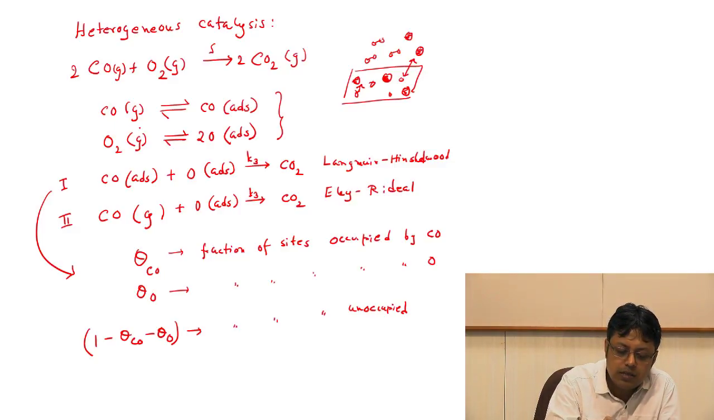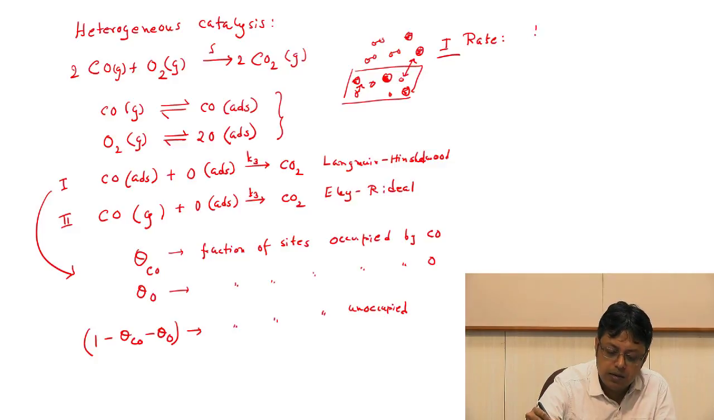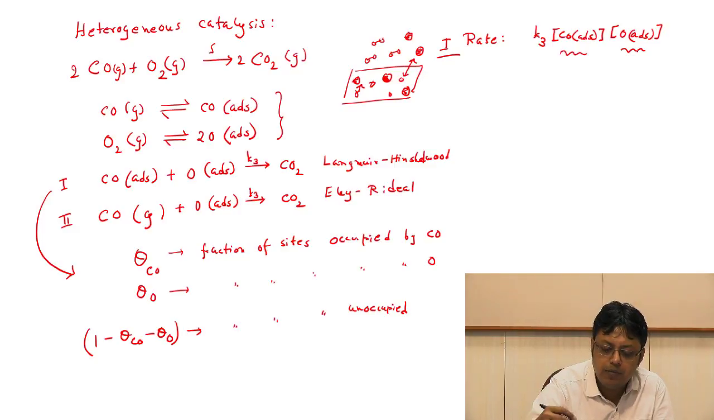So you just calculate the rate of the reaction here. For the first mechanism, mechanism 1, the rate of the reaction will be nothing but K3 into CO adsorbed, you may write it like this, CO ADS, times oxygen atom adsorbed. Now you have to find these two numbers from the first two equilibria, and this is as simple as that. We have already described how to do it, so we can quickly do it. So it is basically K3.